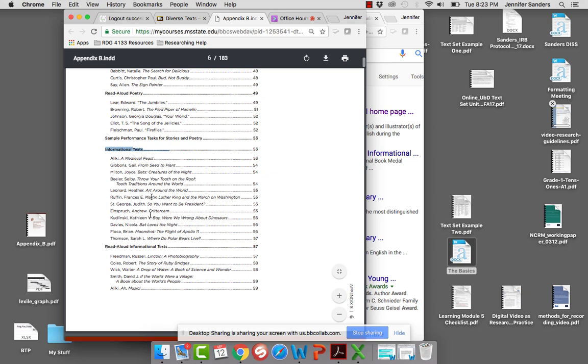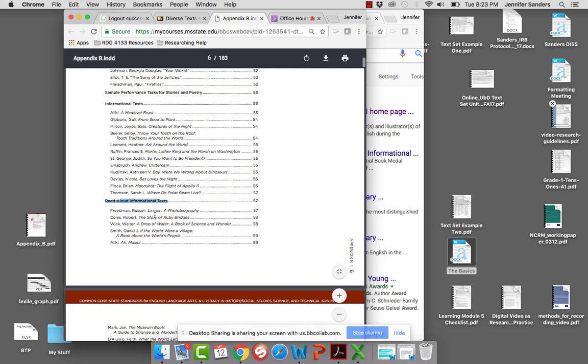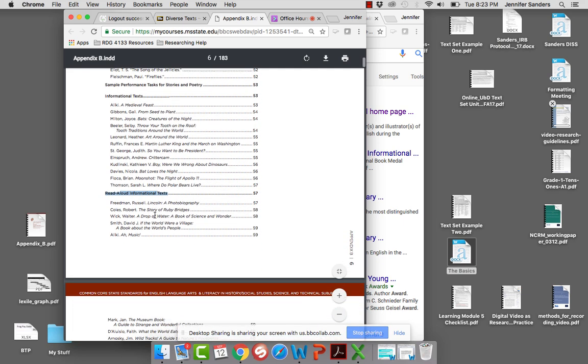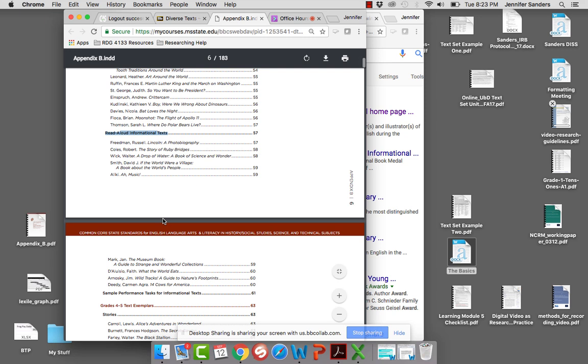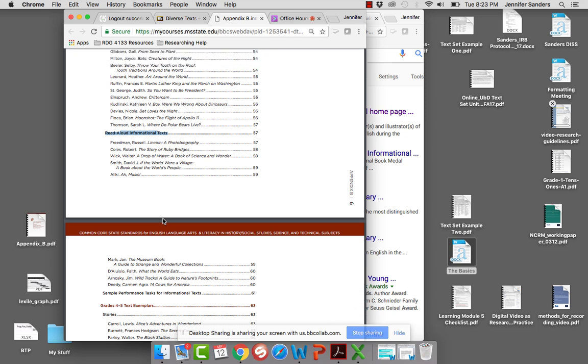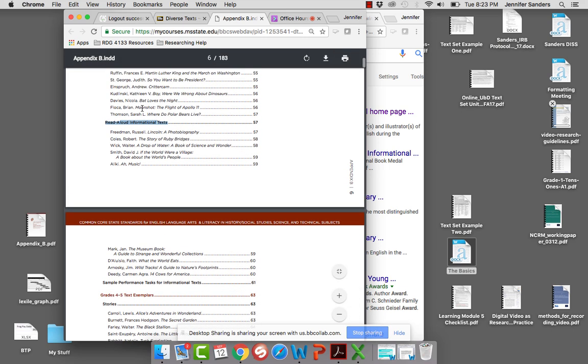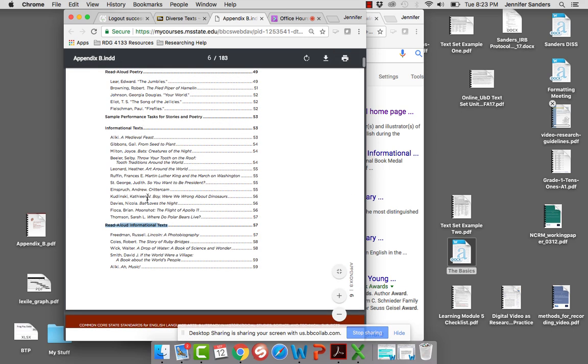And so these informational texts, like you have read aloud informational text, which would be really, really good, like the story of Ruby Bridges. Very good. That's something you can use instead of Martin Luther King. Ruby Bridges would be a good one for you to use. This is a great piece, but stick with the informational text for your mentor text.